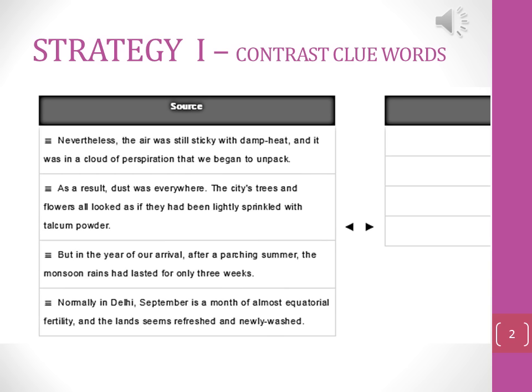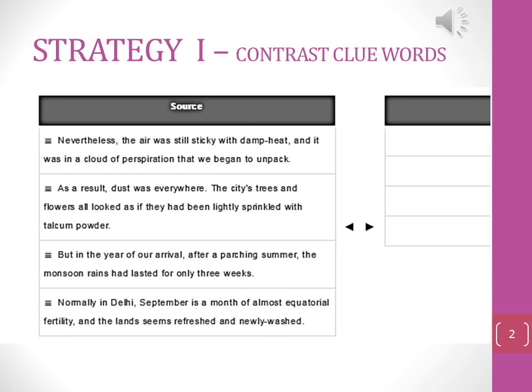The other contrast clue, if I see but in the year of our arrival, after a parching summer, the monsoon rains had lasted for only 3 weeks. The third sentence also has a contrast clue word, which is your but. That means that in other years something like this does not happen, but in this year it has happened. So we have to find a sentence which will go prior to this, which will have some contrast with what has happened currently in the year of our arrival, as opposed to something at some other time, something happens differently, right? That means the monsoon rains don't last for only 3 weeks, they last for much more than that, because only again will indicate a small amount of time, right?